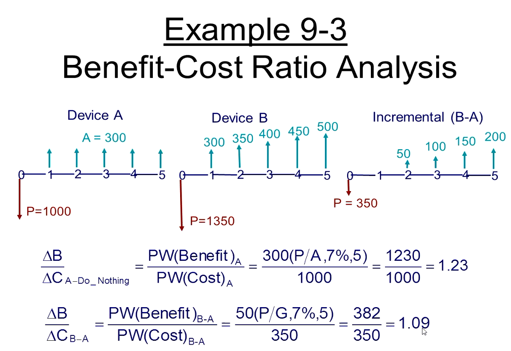So again, what do we compare this ratio to? This ratio evaluates to 1.09. We compare it to 1. 1.09 is larger than 1. So because this incremental benefit to cost ratio is larger than 1, we're going to select, once again, the higher cost alternative, which is B. So A over do nothing, but B over A. So we're going to select B.